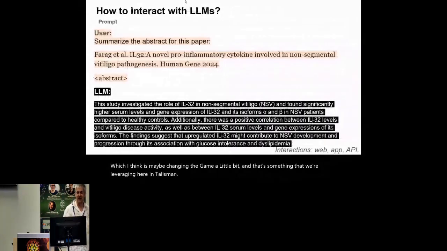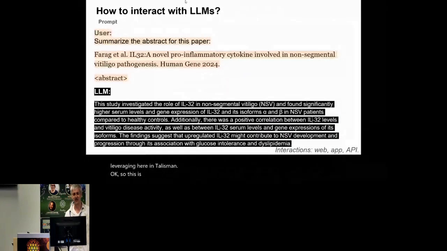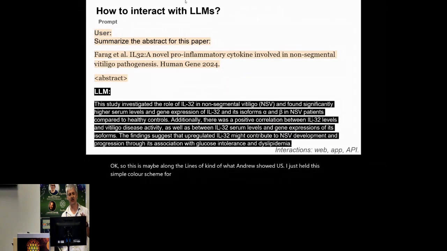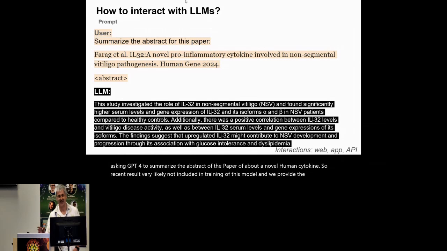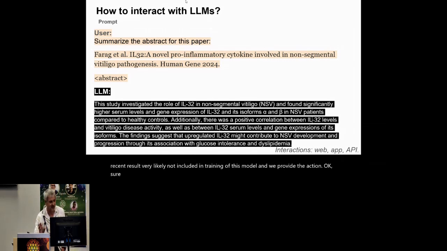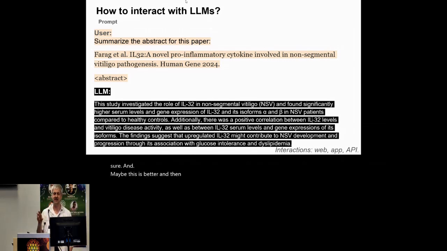Okay, so this is maybe along the lines of kind of what Andrew showed us. I just have this simple color scheme: the user input is light orange, LLM responses in highlighted black. Here we're asking GPT-4 to summarize the abstract of a paper about a novel human cytokine. So, a recent result, very likely not included in training of this model. And then we provide the full text of that abstract, right?